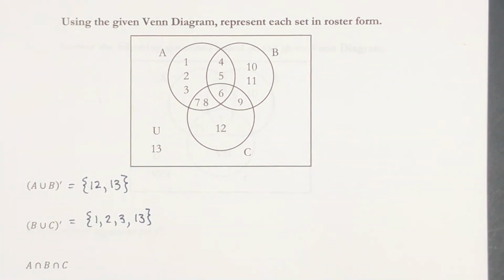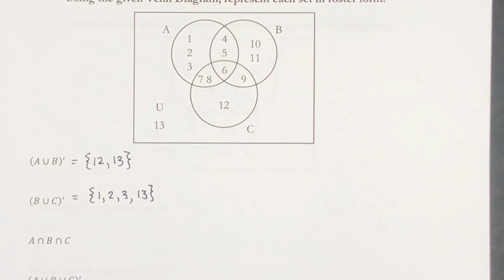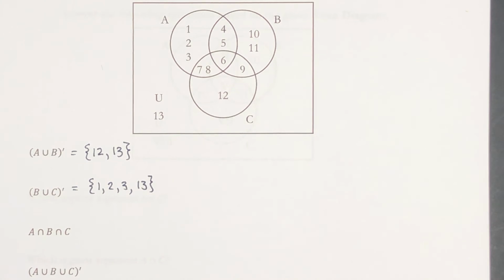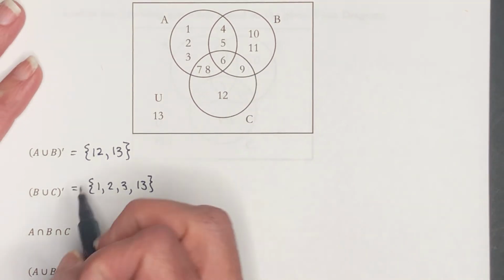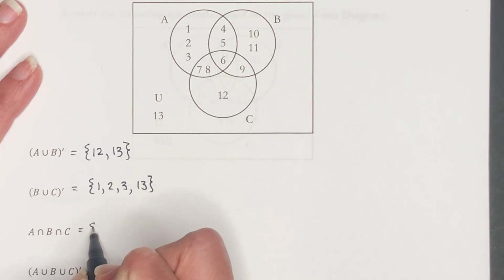Okay, now for A intersected with B intersected with C. There's no parentheses here, and that's because it doesn't matter what part you intersect first. Basically, this is saying, what do all three of these sets have in common? The only number they all have in common would be in this region right here in the center. So this answer is the set that contains 6.